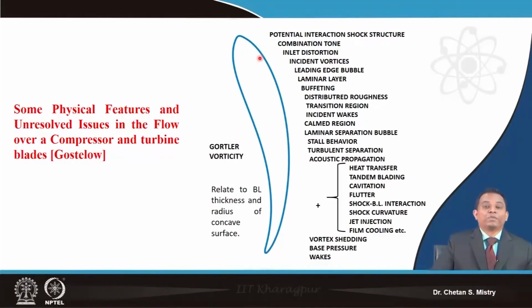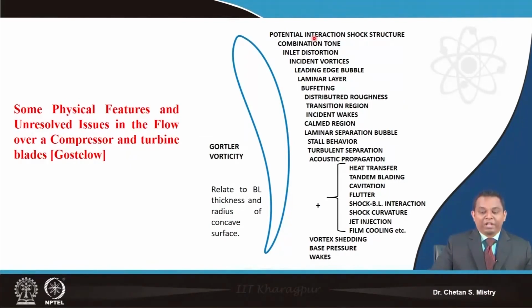And if you recall, I was telling you we are more interested in what is happening on our suction surface. Here, if you look, it says: potential interaction, shock structure, combination tone, inlet distortion, incident force vortices. When we discuss transonic compressors or transonic aerofoils, we will have formation of a shock near the trailing edge. And as we have discussed, the leading edge needs to be a sharp leading edge. Okay. If it is a sharp leading edge, only then will we hold our shock on the surface of my blade.